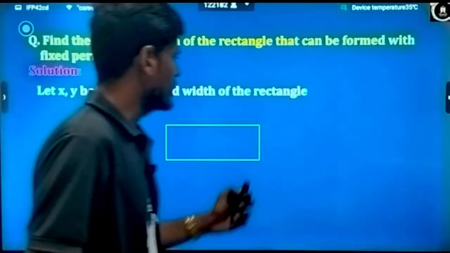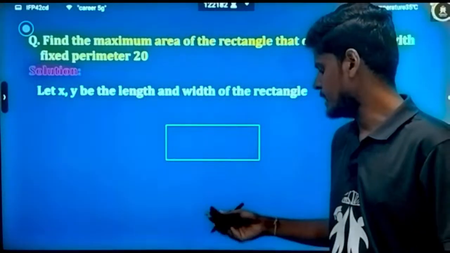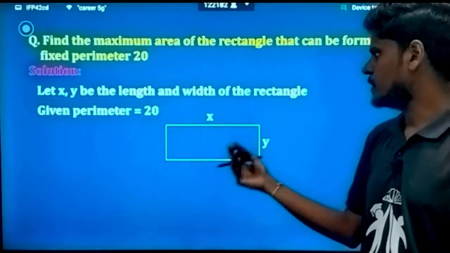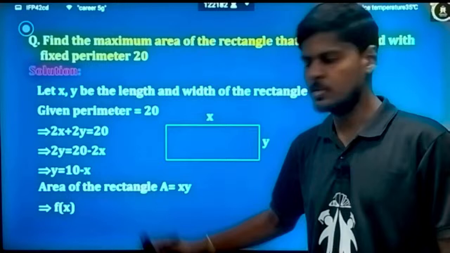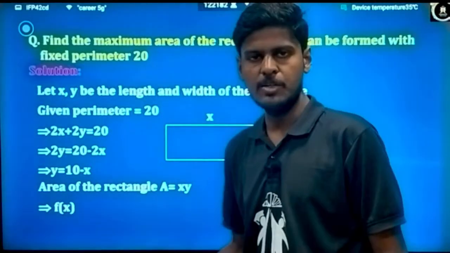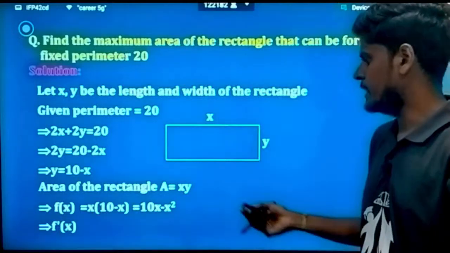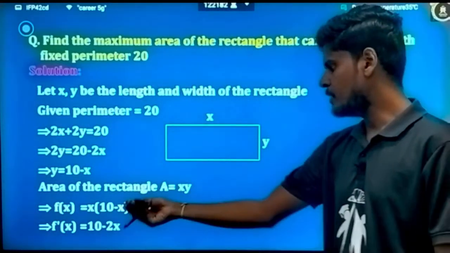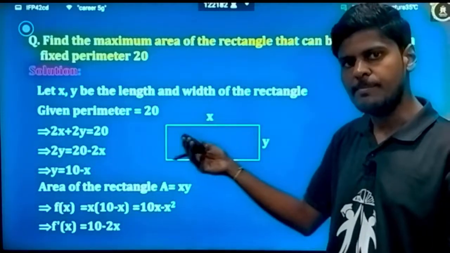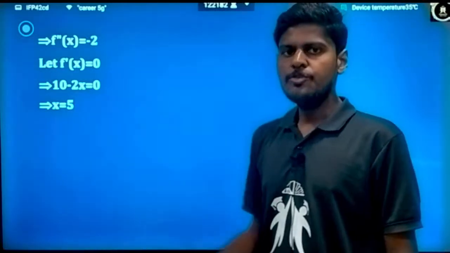Now we will see the solution. Here let x and y be the length and width of rectangle. Then we will get 2x plus 2y is 20. So x plus y is 10, or y is equal to 10 minus x. Area is x into y. So we will get x into 10 minus x, that is 10x minus x square. And f dash of x will be 10 minus 2x. Equate f dash of x equal to 0 for maximum or minimum. So that means x is equal to 5.